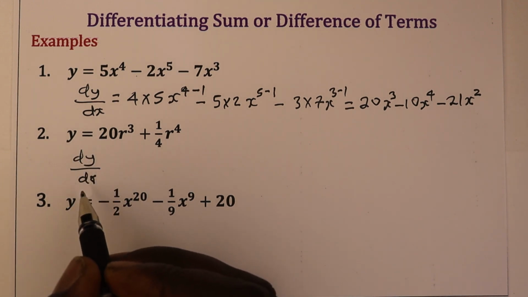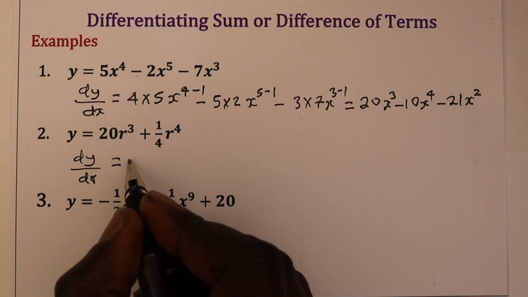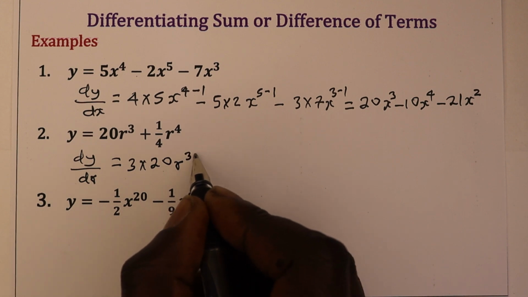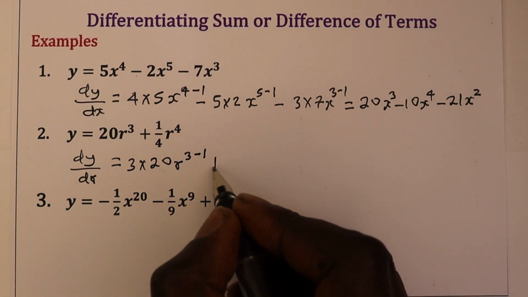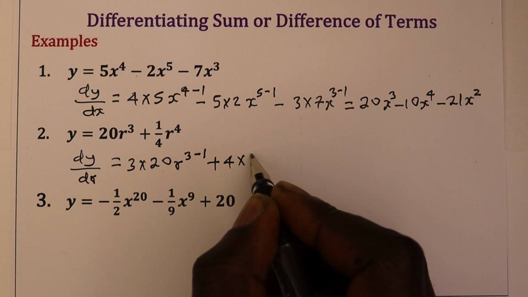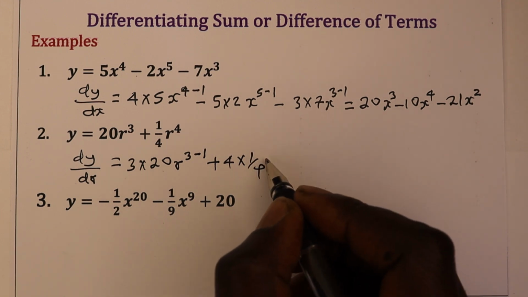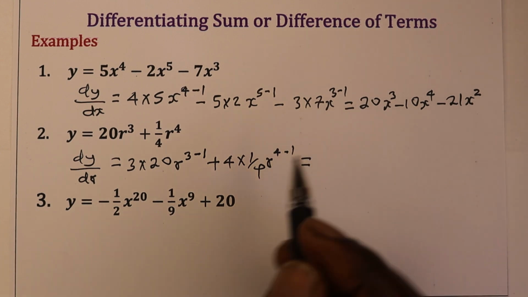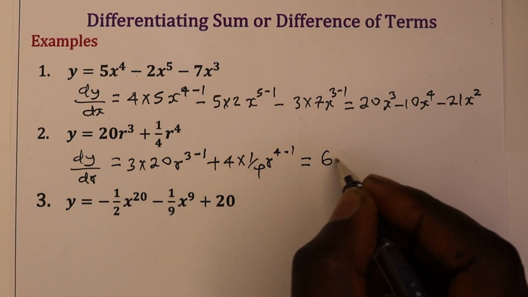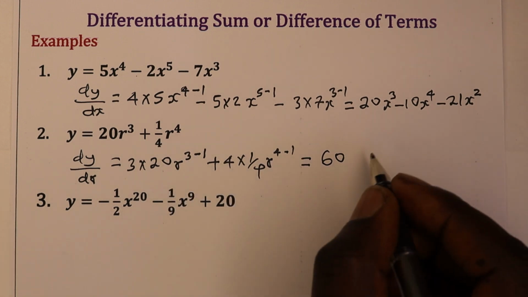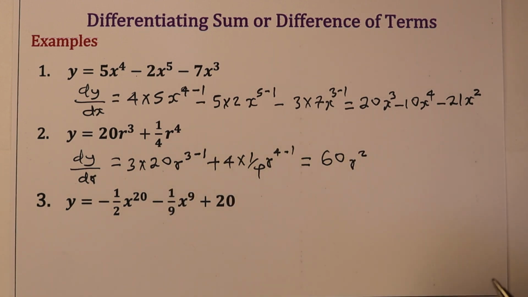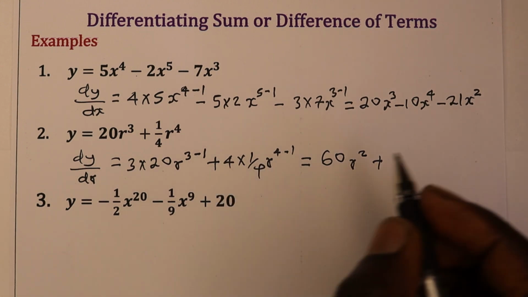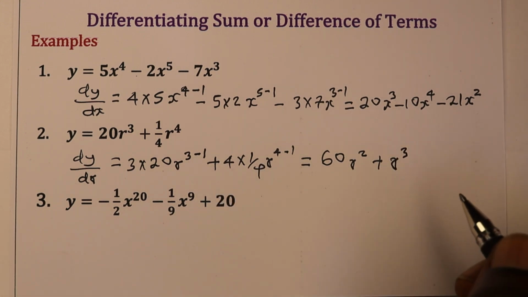So we get dy/dr as being equal to 3 times 20 r raised to the power 3 reduce the power by 1, plus 4 times 1 over 4 r to the power 4 reduce the power by 1. So you'll have 3 times 20, that is 60, then r raised to the power 3 minus 1, that is r raised to the power 2, plus 4 times 1 over 4, that is 1, times r raised to the power 3.